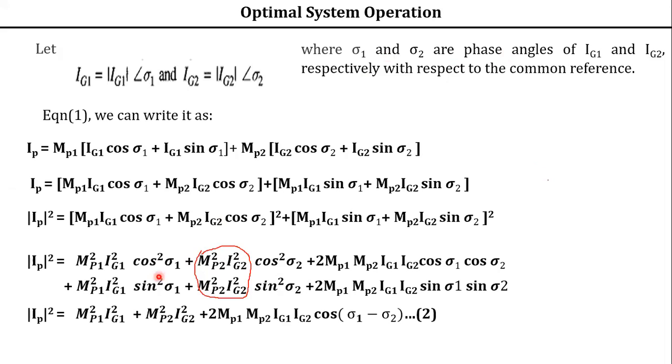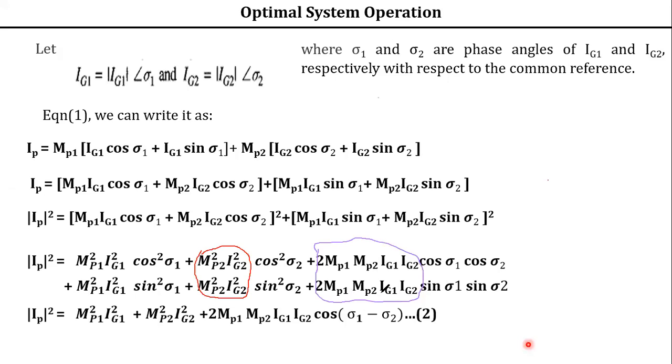See here, for these two terms, it is mp1 square ig1 square because sine square sigma 1 plus cos square sigma 1 is 1. And for these two terms, it is mp2 square ig2 square because sine square sigma 2 plus cos square sigma 2 is 1, plus the addition of these two. 2 mp1, mp2, ig1, ig2 is common here, isn't it? This is common: 2 mp1, mp2, ig1, ig2.